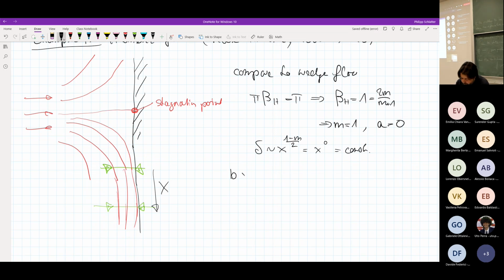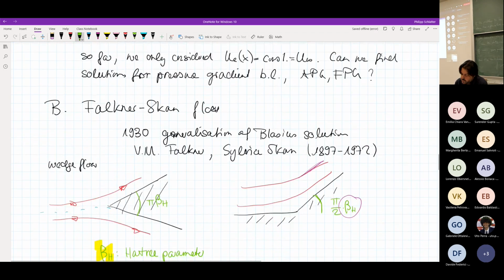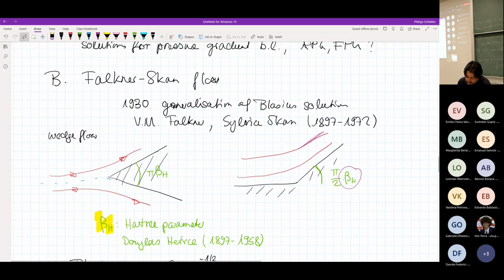So the boundary layer thickness is constant. Even at the stagnation point, or it doesn't require that? Well, of course, that's a slight problem of this approximation. For the wedge flow, it's meant to be in a region further away.